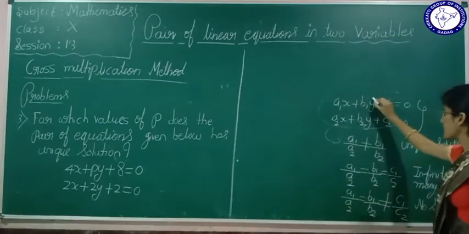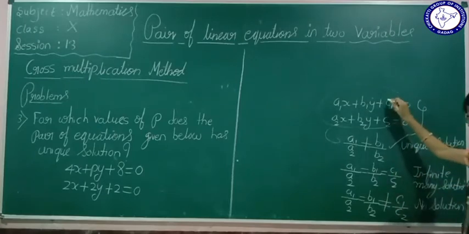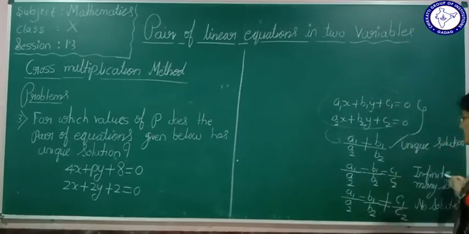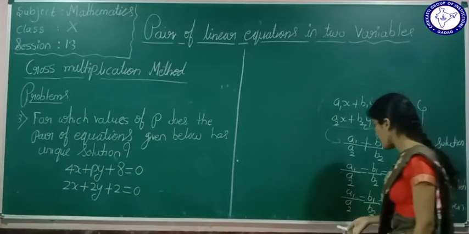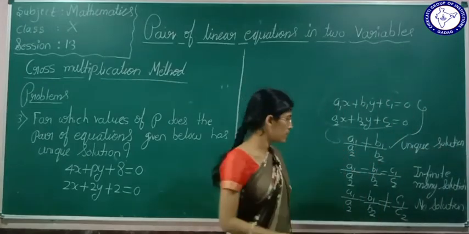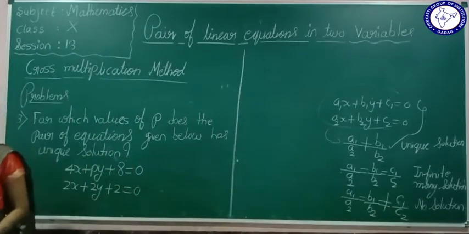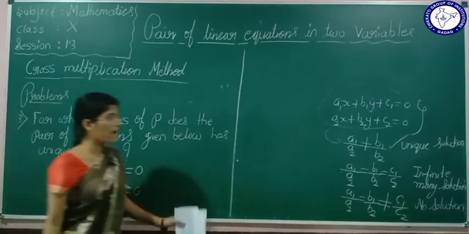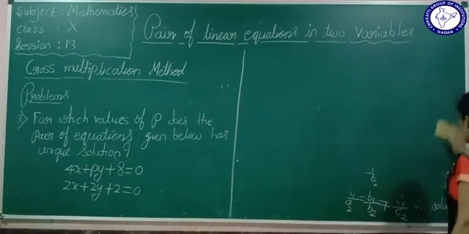So for a pair of linear equations to have a unique solution, this is the condition. For a pair of linear equations to have infinitely many solutions, this is the condition. For a pair of linear equations to have no solution, the condition is a1 by a2 is equal to b1 by b2 is not equal to c1 by c2. Now the question arises why I have revised here, because the third problem is based on this only.